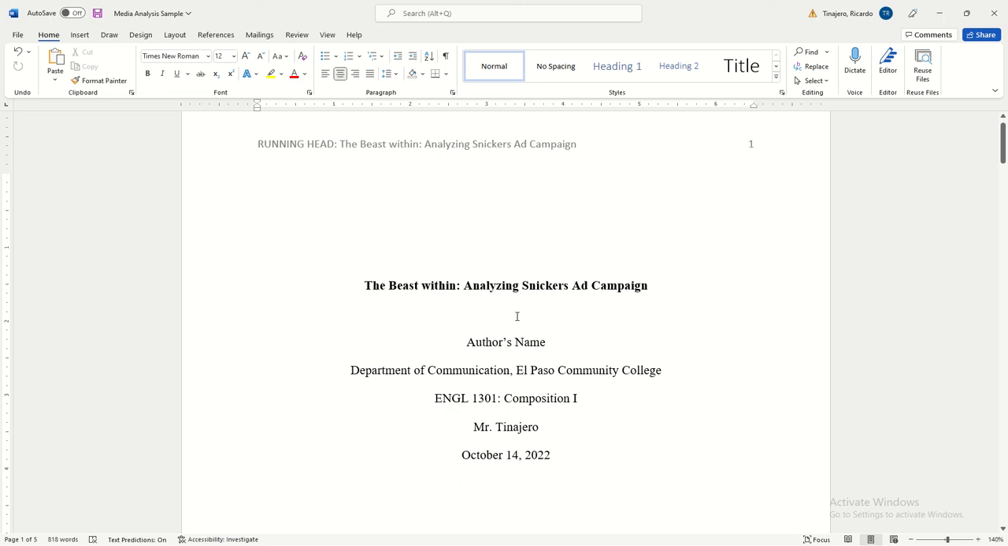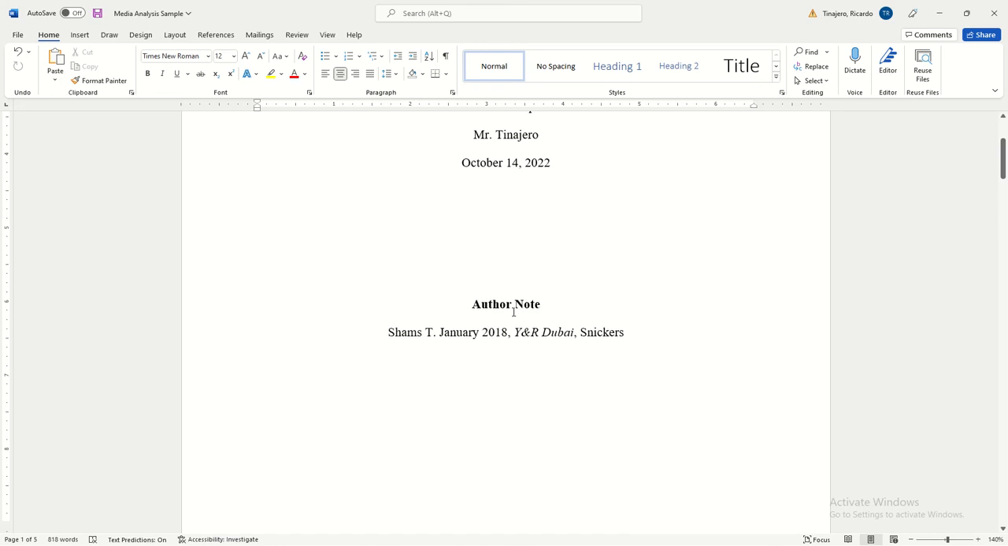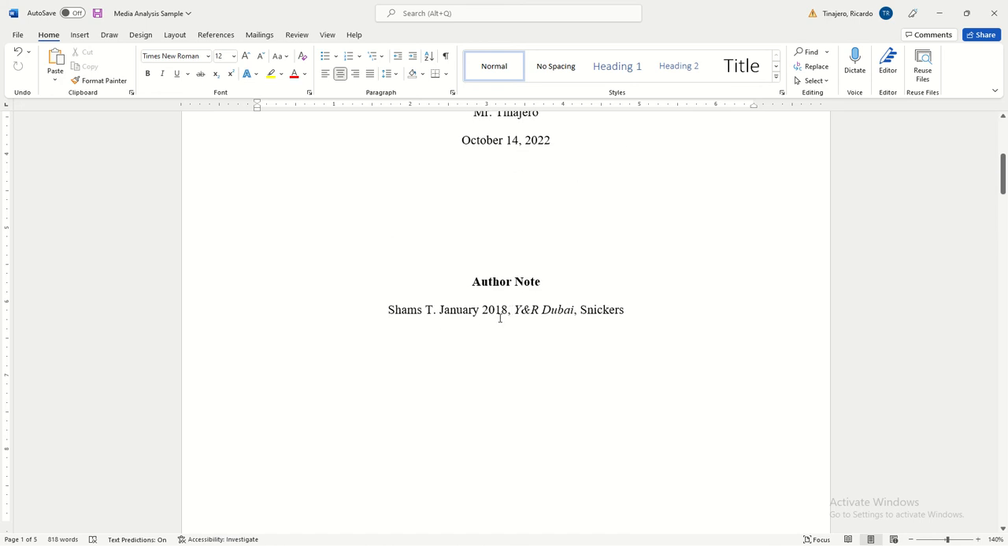Then of course the space between, followed by the author's name, the Department of Communication, El Paso Community College, English 13-1, Composition 1. All this is required on every cover page, as well as the instructor's name, which would be mine, Mr. Tinajero, and then the due date for this essay, which is going to be October 4th before midnight. That's a Friday. In the author's note, I went ahead and provided a brief citation for the source that we're going to be analyzing. It's not complete, and we'll look at what the complete one looks like.